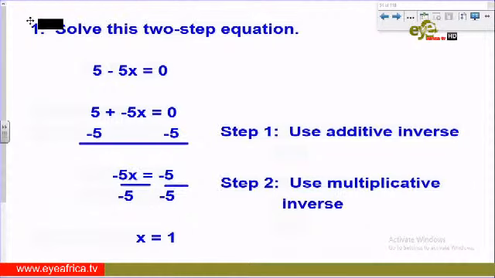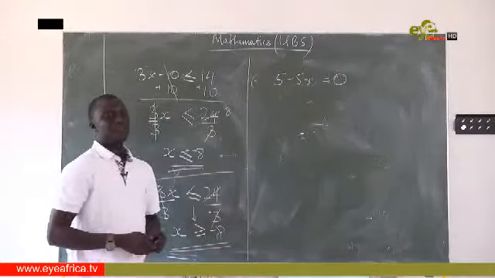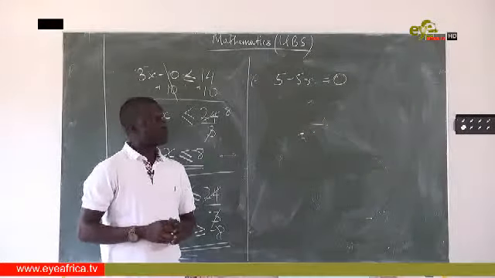We have number 1 here. Solve this two-step equation. We have an equation here, and we'll be solving this equation, just to highlight the relationship between an equation and an inequality. So now, we'll have to solve this. The equation here is 5 minus 5x equals 0.